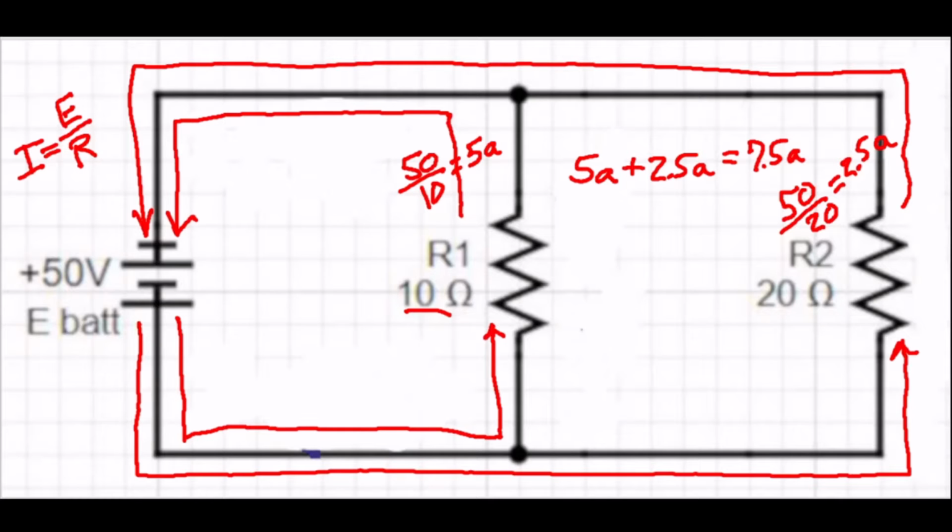So what we end up with is 5 amps of current going through the 10 ohm resistor, 2.5 amps of current going through the 20 ohm resistor, and the total current traveling through the circuit is the sum of that, which is 7.5 amps. We'll figure out a little bit later why resistance doesn't seem to work in parallel circuits the same way that it does in series circuits. But that's going to be for a video coming up in just a bit.